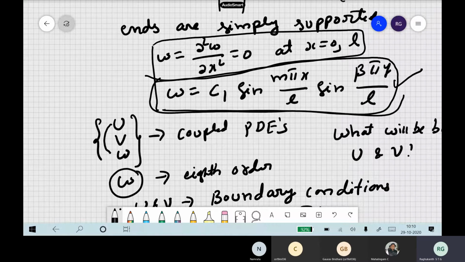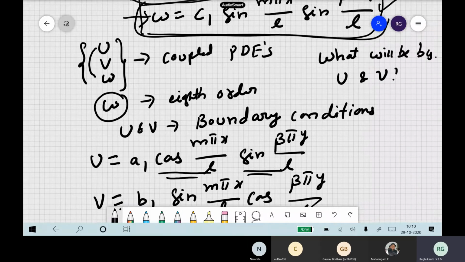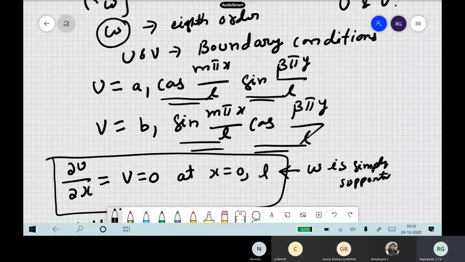But the problem here is that if you do anything on w, it automatically translates to u and v, because we are assuming that all of them are interlinked, and we have solved only the equation for w itself. So if w is simply supported, u and v may not be simply supported. For u, the slope is 0 but u is not 0, and for v, v is 0 but its slope is not 0.